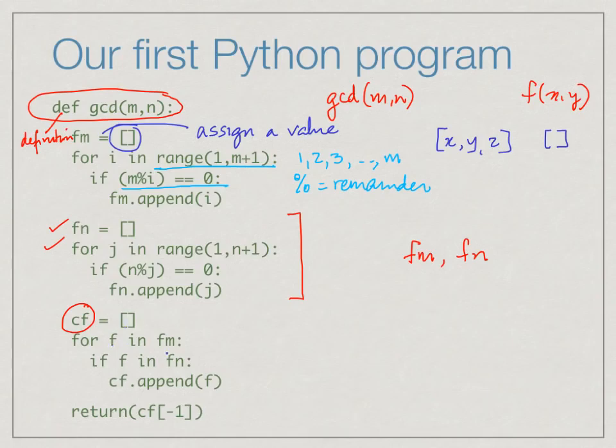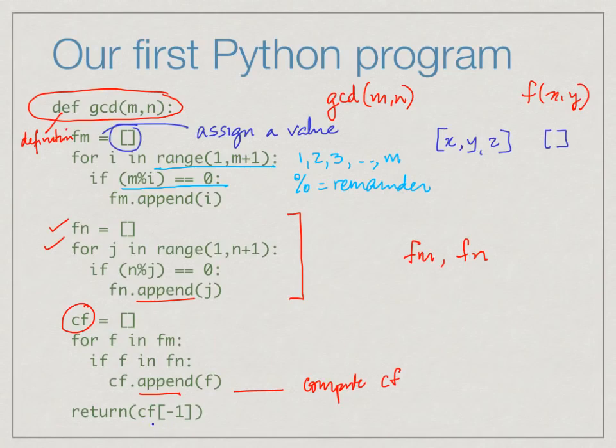Now, for every factor in the first list, if the factor appears in the second list, then we append it to CF. So the same function append is being used throughout. It says take a list and add a value. Which value? We add the value that we are looking at now, provided it satisfies the condition. So earlier we were adding it provided the remainder was 0. Now we are adding it provided it appears in both lists. For every f in the first list, if it appears in the second list, add it. So after this, we have computed CF.